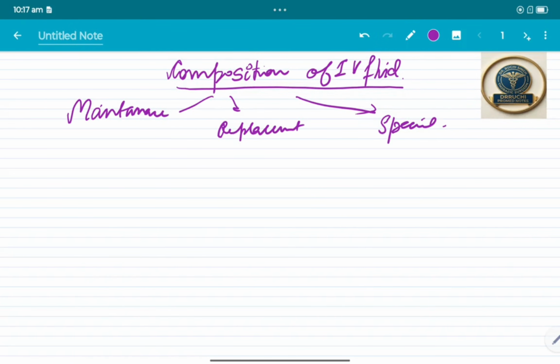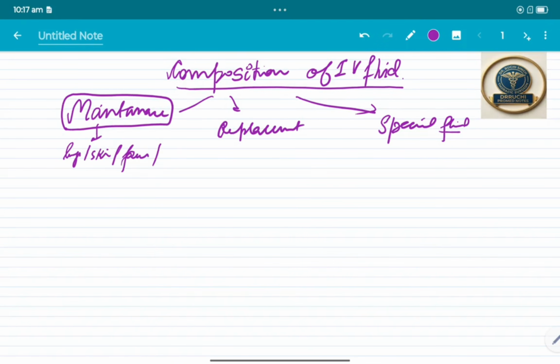So what is maintenance fluid? Maintenance fluid is the fluid we give to replace what is lost from insensible fluid losses like lungs, skin, feces, and urine. The insensible water loss is approximately 700 ml normally. This is the maintenance fluid.